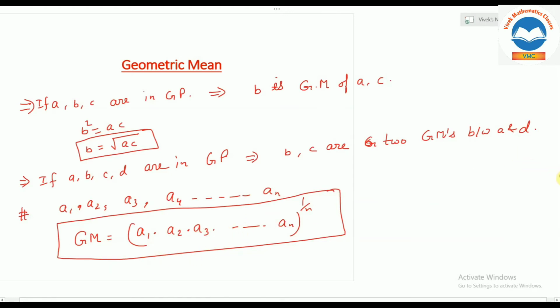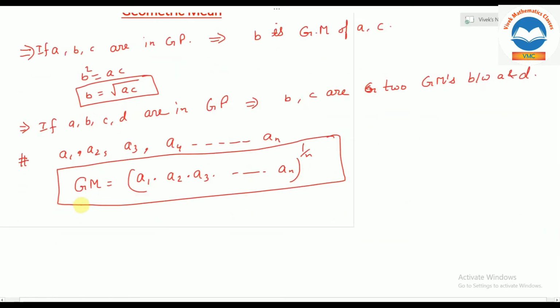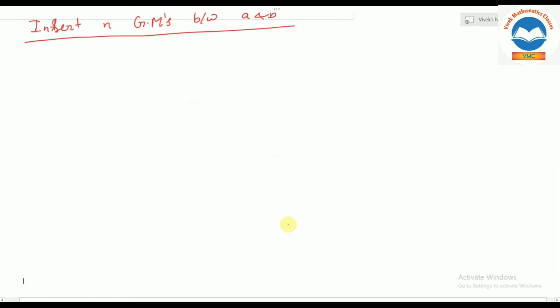Okay. So we'll try to insert some n GMs between A and B. Our next topic is inserting n GMs between A and B. It means in between A and B we are going to insert some G1, G2, G3 up to Gn. All these are n GMs which we have inserted between A and B.